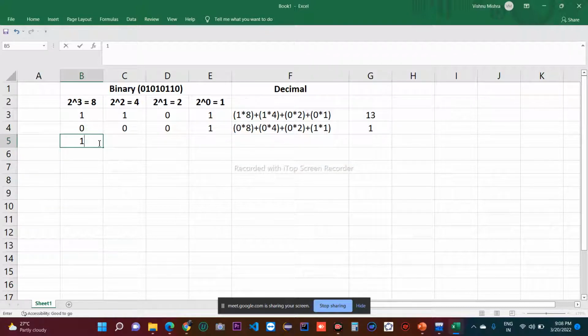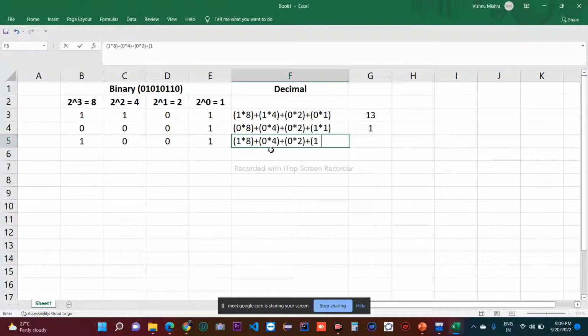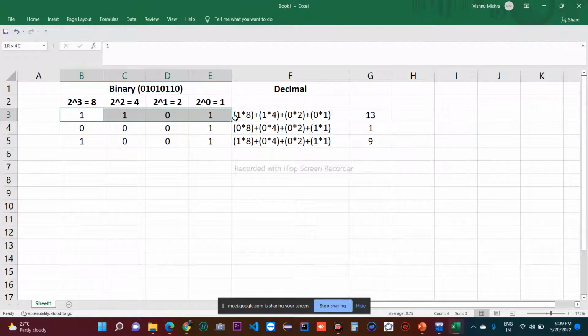If I write 1, 0, 0, 1, then what is the decimal equivalent of it? 1 into 8 is 8, plus 0 into 4 plus 0 into 2 plus 1 into 1. This is 9. Okay, understood how to convert binary into decimal? Everybody understood?